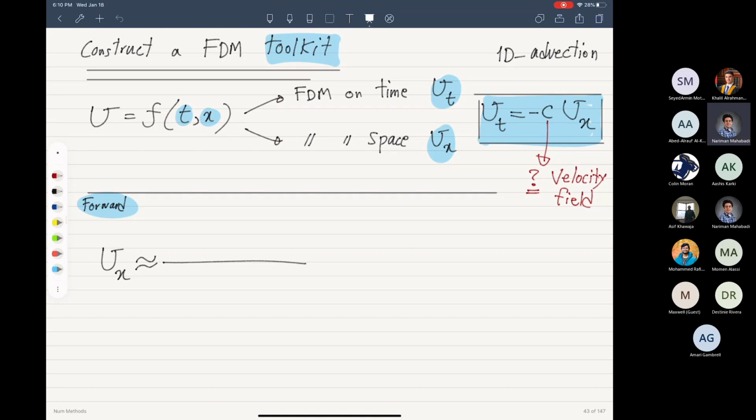How are you going to write your unknown function's first derivative with respect to x using the forward FDM in a discretized form? Can I go ahead, Doctor? Yeah, go ahead. So as the function is of t and x, it's going to be f of t, x comma x plus delta x. Well, that is correct, but I'm asking for a discretized form, right?